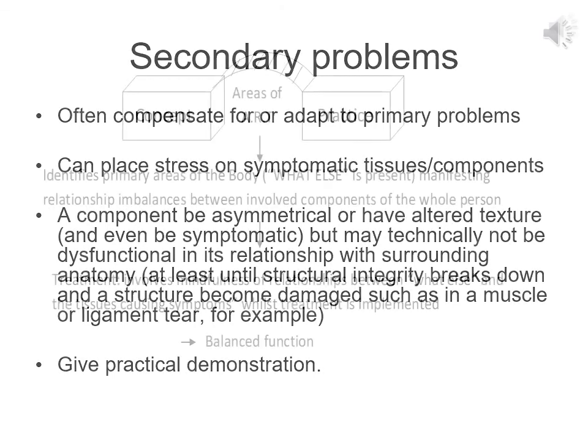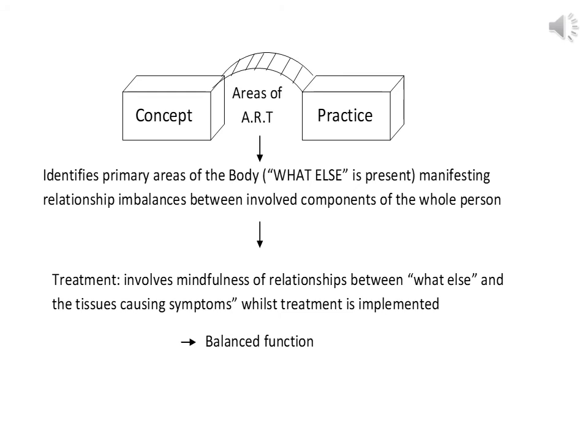So it's interesting. If we go back to this diagram of concept and practice, concept's a block on the left, practice is a block on the right, we've now built a bridge between the two. The secret to connecting the two is ART. And I think that'll help. That just brings the ancient aspect of philosophy to the surface instead of it being ignored, which is what often happens. So, ART identifies what else is present, manifesting relationship imbalances between involved components of the whole person, and treatment involves a mindfulness of these relationships between what else and the tissues causing symptoms while the treatment is being implemented.